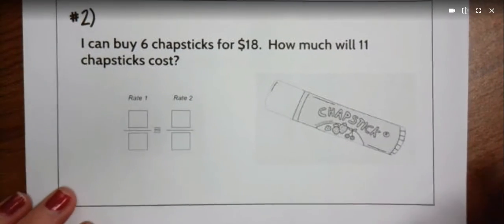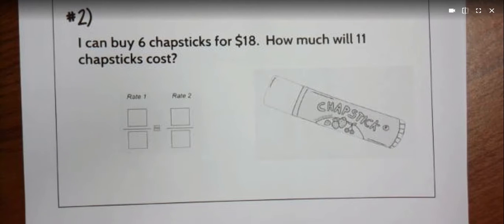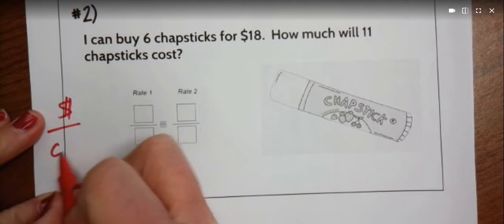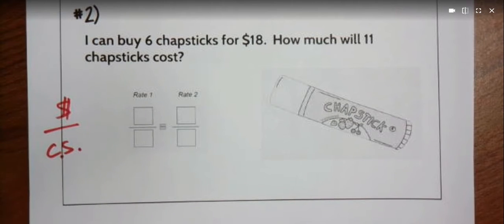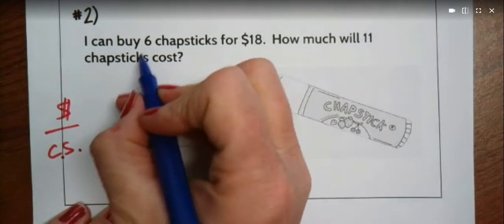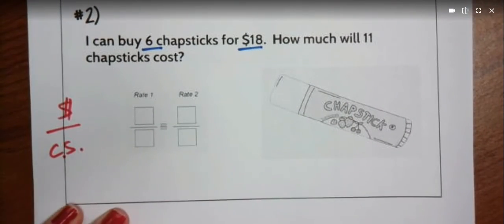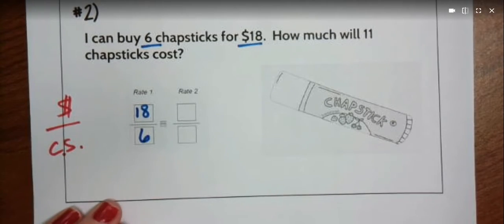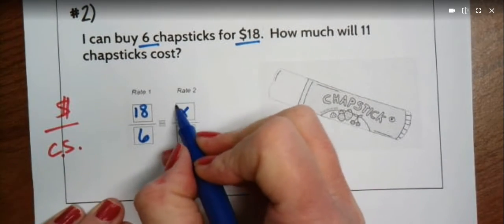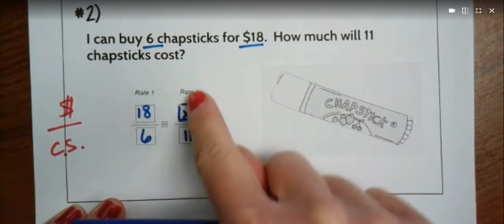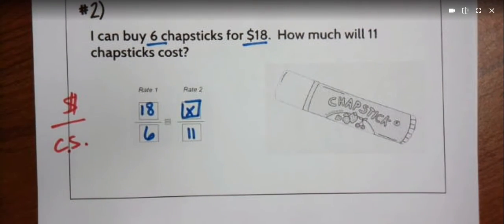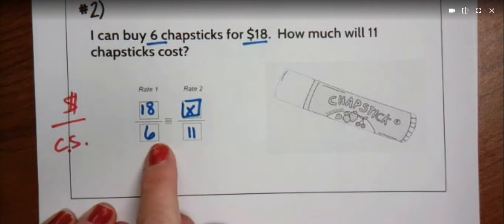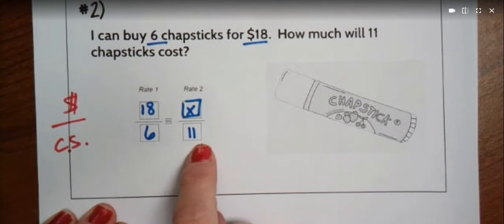Let's take a look at number 2. I can buy 6 chapsticks for $18. So how much will 11 chapsticks cost at that rate? All right, so we've got dollars on the top, chapsticks on the bottom. I'm just going to abbreviate that. Okay, so let's look at our first rate. 6 chapsticks for $18. All right, $18 on the top, 6 chapsticks on the bottom. How much will 11 chapsticks cost? So I'm going to put 11 on the bottom. So $18 for 6. How much money for 11? Okay, now let's look horizontally. Ooh, icky relationship between 6 and 11. I don't know what to multiply by 6 to get 11.